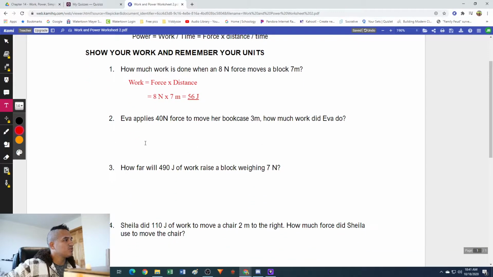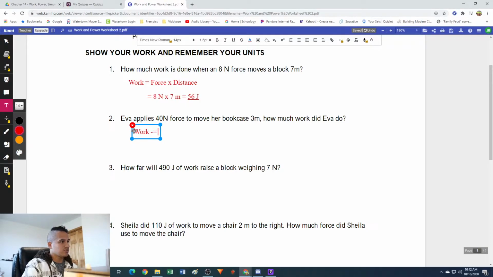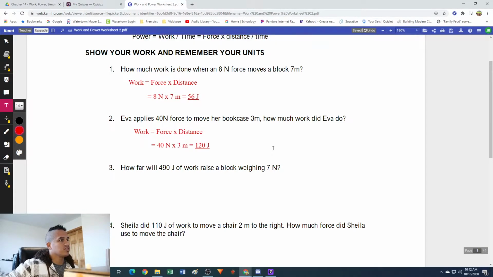All right, let's go into number 2. Eva applies 40 newtons of force to move her bookcase 3 meters. How much work did Eva do? All right, so same thing. We know that work is equal to force times distance. And in this problem, they are giving us 40 newtons of force, and they are giving us 3 meters of distance. So 40 newtons times 3 meters. And again, I'm doing this on a calculator just to make sure that I don't mess up. And we get 120, and since it is work, the units of work are joules. 120 joules of work.